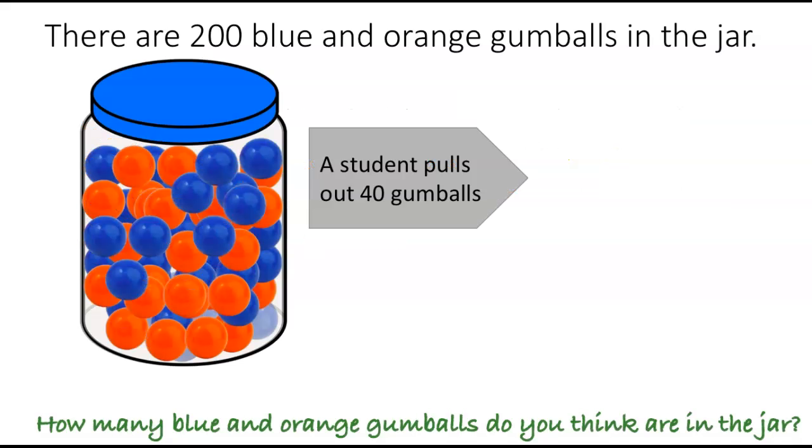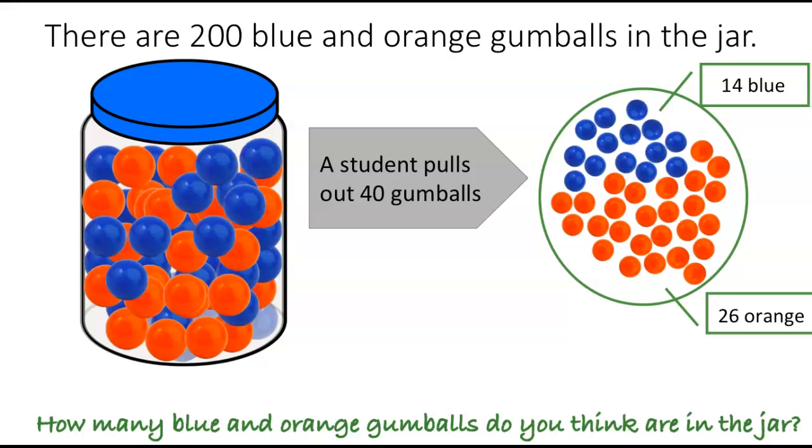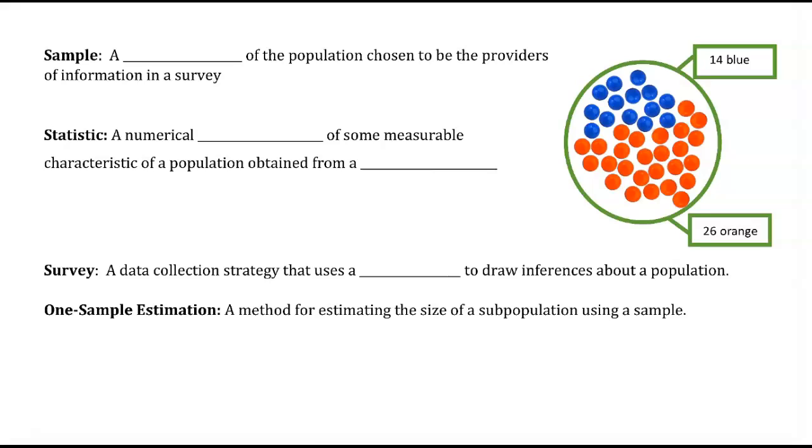First, a student's going to pull out 40 gumballs, and from those 40, they find out that there are 14 blue and 26 orange gumballs. They then use this information to make their best guess as to how many blue and how many orange are in the entire jar. When the student pulled out 40 gumballs out of the 200, this is called a sample.